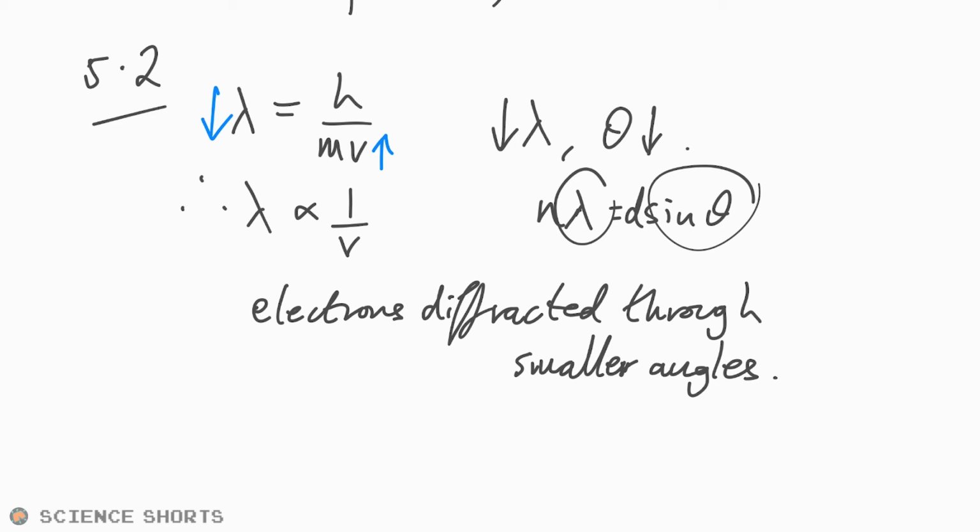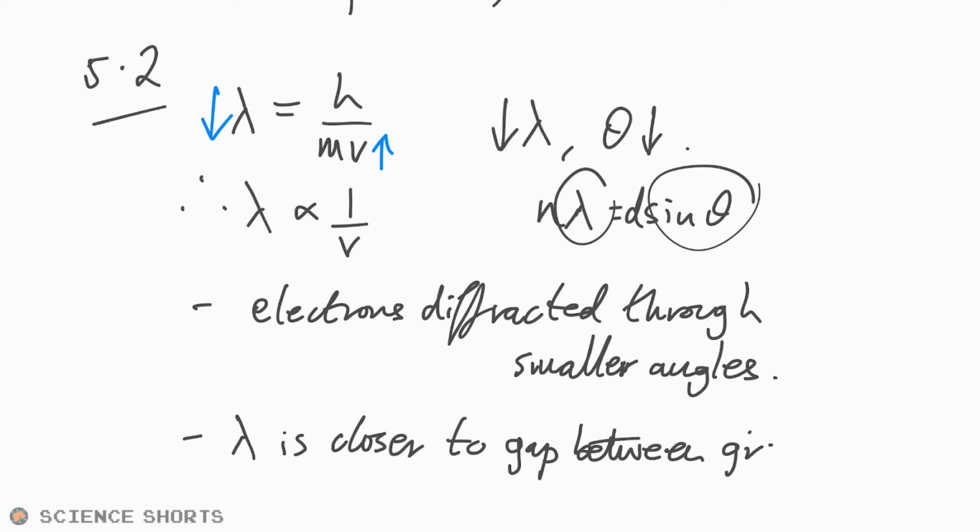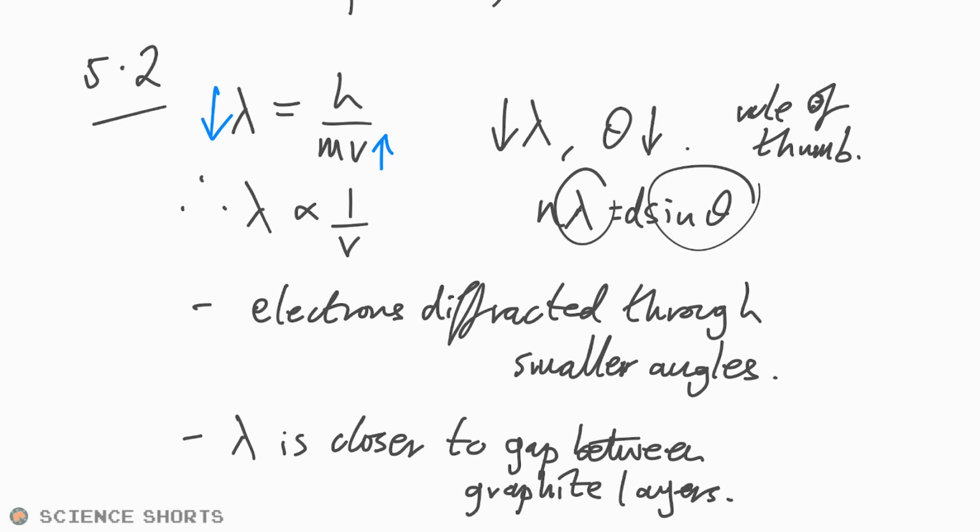They actually go down the route of saying that the wavelength is closer to the gap between the graphite layers, and you should know that the closer a wavelength is to the gap or the thing that it is going round, the more diffraction you get. That's why I say that this is very much a rule of thumb, because it's very unusual for us to have a wavelength that is smaller than the gap.